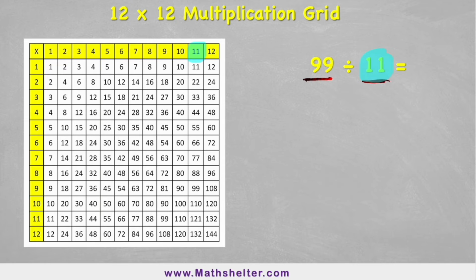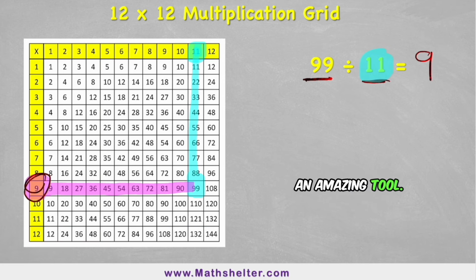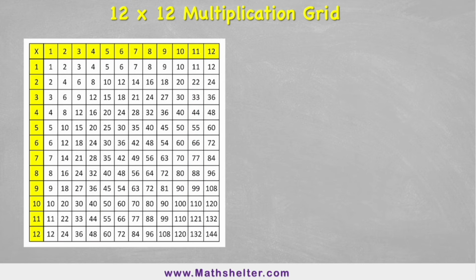There it is, 11. And all I'm going to do is go down until I find 99. There it is. Now that I've found 99, all I need to do is come all the way to the side to find out what number is in the yellow box that joins that number 99 to the number 11. And in this case, we have the number 9. So 99 divided by 11 equals 9. How good is that? What an amazing tool. Let's have a look at one more question. Let's have a look at 48 divided by 6.